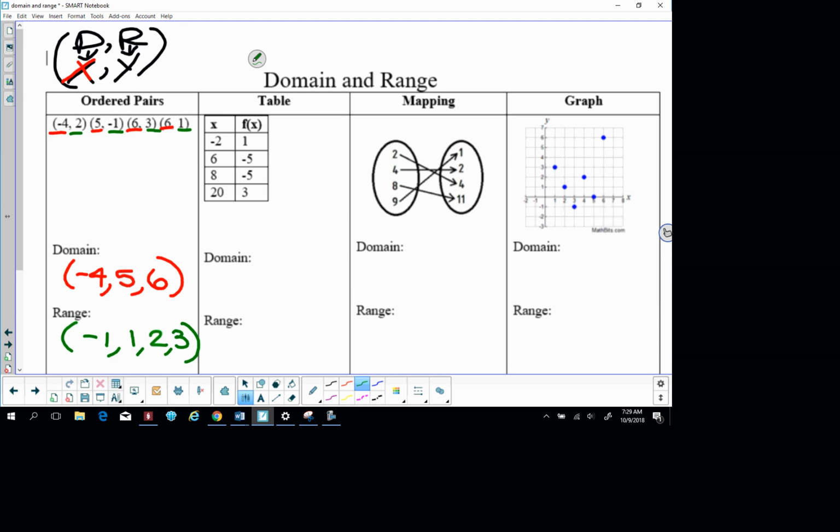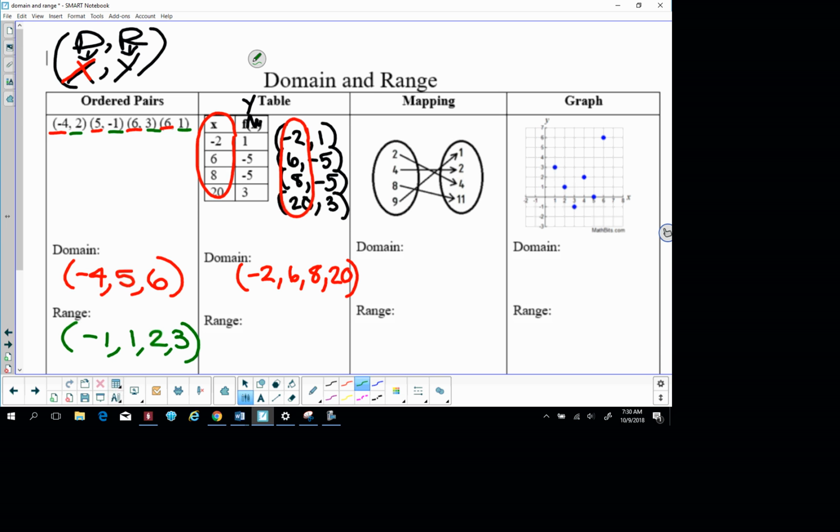Our second part is looking at a table. Basically, we know that these are just points, right? This point is -2, 1. This point is 6, -5. So you can always write them as points if you want and do the exact same thing. Or we know the X column is always your domain. And what does f of x mean? What letter does that stand for? Y, right? So we can always cross it out and put y. It's confusing us. But we know our domains are all these right here. So our domain is just -2, 6, 8, and 20.